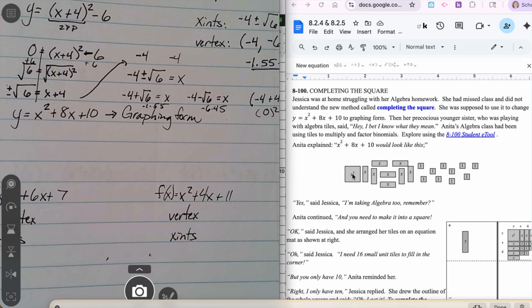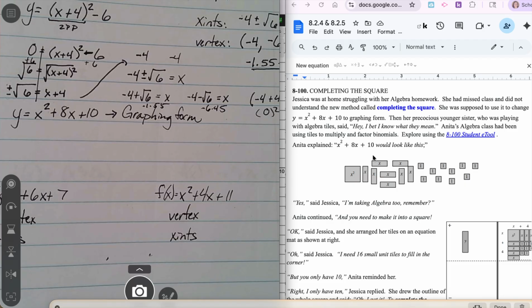Now 100 leads us into a brand new idea that we haven't really worked with before. They do have a student e-tool in here for you to use tiles. If you'd like to use the physical tiles, you're welcome to. However, I do need you to be very careful about cleaning them all up when you're done.